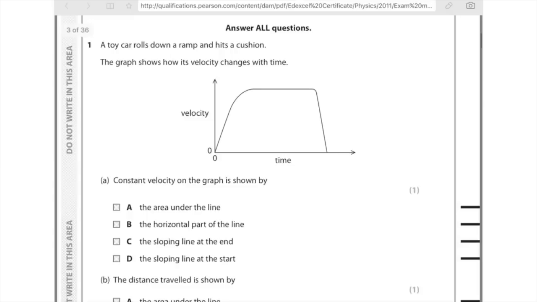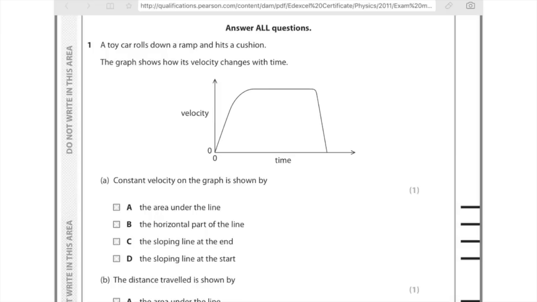I've picked out some questions. So question 1, a toy car rolls down a ramp and hits a cushion. The graph shows how its velocity changes with time. So this is effectively a speed time graph. Constant velocity on the graph is shown by, what does the word constant mean? Well, it means same. So where on this graph is it the same velocity?